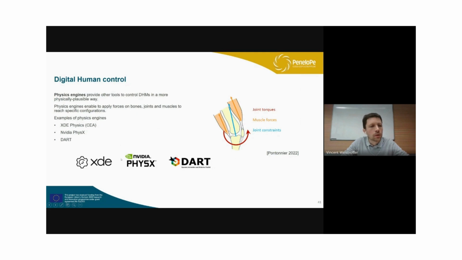Here I give some examples of physics engines commonly used in video games. So you have the NVIDIA physics engine, you have the Dart physics engine, and you also have XDE physics, which is the physics engine we develop here in my lab at CEA. And all the examples, videos and demonstrations I show you are made using this XDE physics engine.